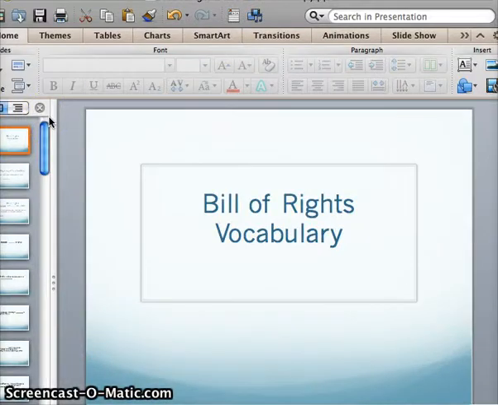All right, today we are going to talk about the Bill of Rights. And to best understand the Bill of Rights, we need to know some vocabulary. So we're going to take some notes on the vocabulary that's found in the Bill of Rights.